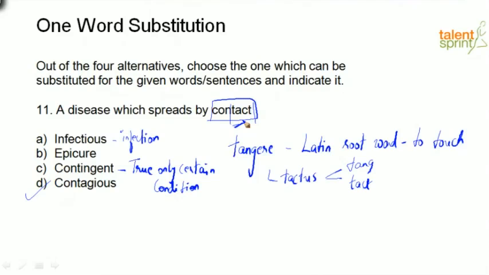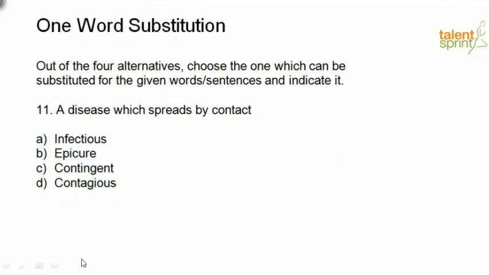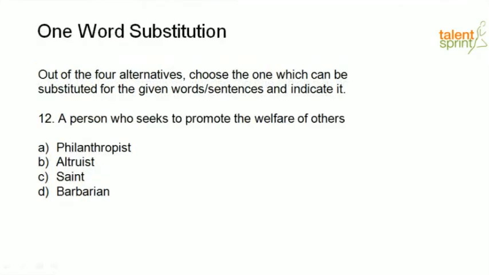Let's look at one more. A person who seeks to promote the welfare of others. So our options are option A, philanthropist, option B, altruist, option C, saint, and option D, barbarian. Philanthropist, altruist, saint, and barbarian.